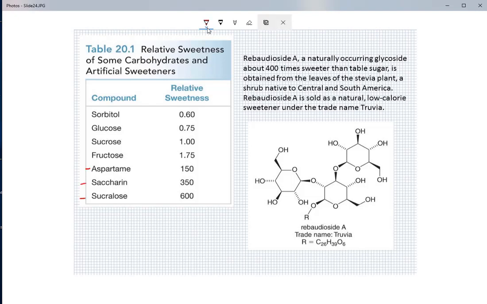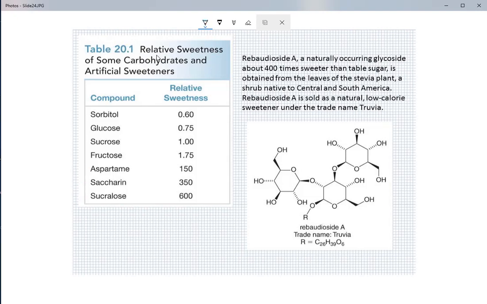Much, much sweeter. I believe this relative sweetness is on a per mass basis, and I'm not sure how they measure sweetness, but it's on a per gram basis. So sucrose is given as our benchmark. And of course, sucrose is composed of what? Glucose and fructose. So glucose is a little bit less sweet than sucrose. Fructose is a little bit more. You put the two together in a disaccharide, sucrose, and you get something that's kind of in the middle.